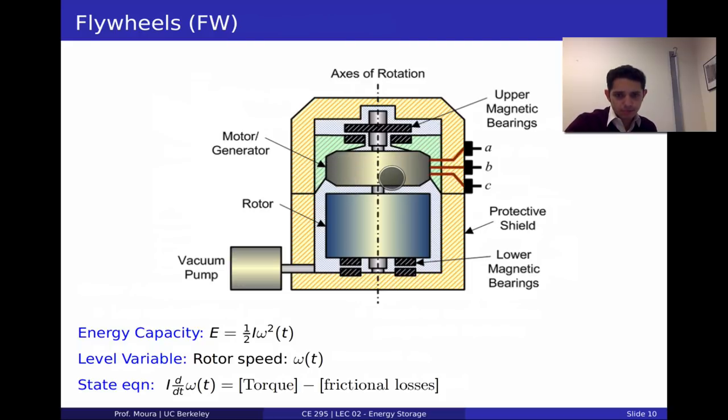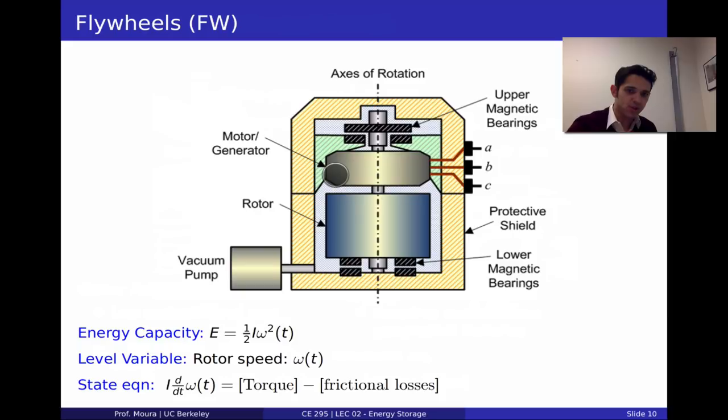We say it's a motor when we're storing energy. So if we have an excess of power, three-phase power, for example, ABC here, then the motor will take that electric power and convert it into rotational kinetic energy by spinning up this rotor. That's operating in motor mode. Then this rotor basically just spins indefinitely. There are some losses due to friction and to the bit of air pressure that exists in this vacuum, but it generally spins freely.